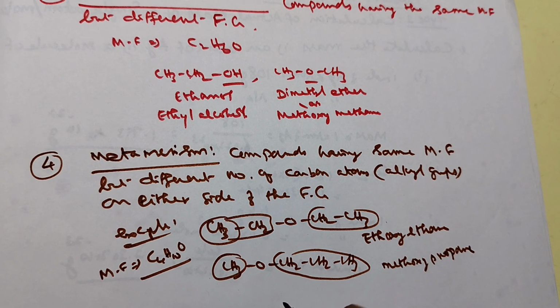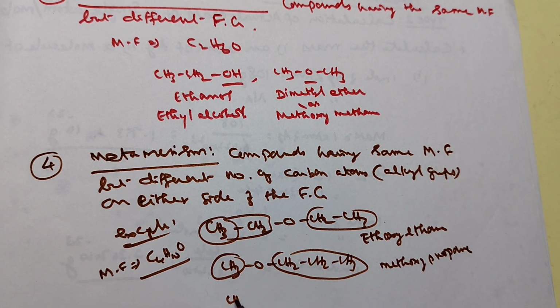We can write one more structure also possible. CH3CH(CH3)OCH3. So this is also another metamer. Here you number the carbon atoms: 2-methoxypropane.